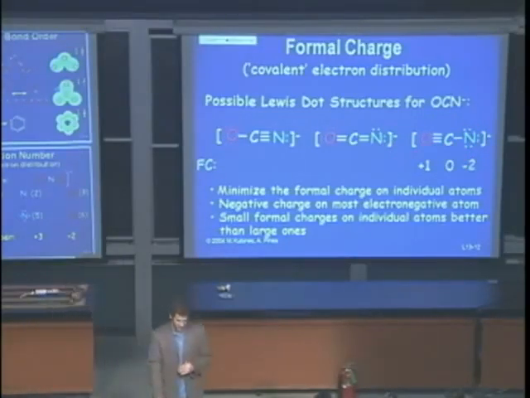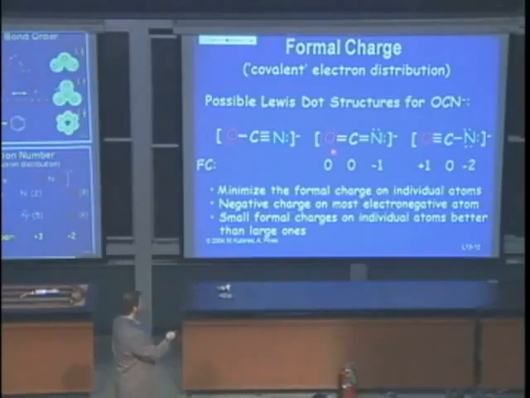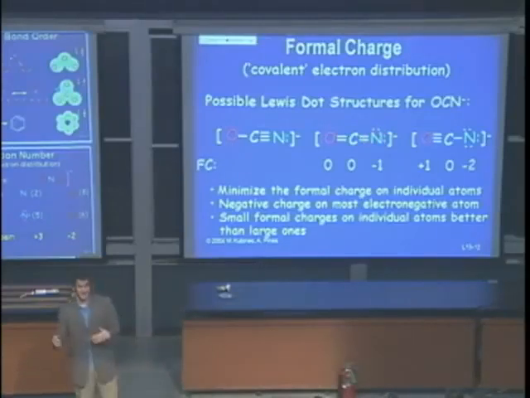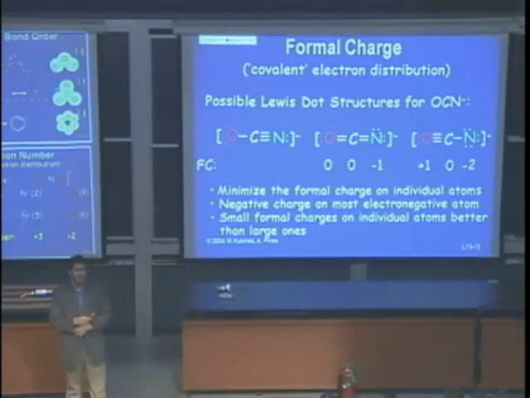If I do a C double bond O on each side, again, carbon stays the same, still 4 bonds, 4 electrons. Nitrogen now has 6 electrons compared to 5 valence, gives us -1 for the nitrogen. And my oxygen, 1, 2, 3, 4, 5, 6 electrons credited to oxygen. It has 6 valence. Its charge is 0. This is better because now we've minimized the formal charge on individual atoms. We've had small formal charges on the individual atoms, but the negative charge isn't on the most electronegative atom.